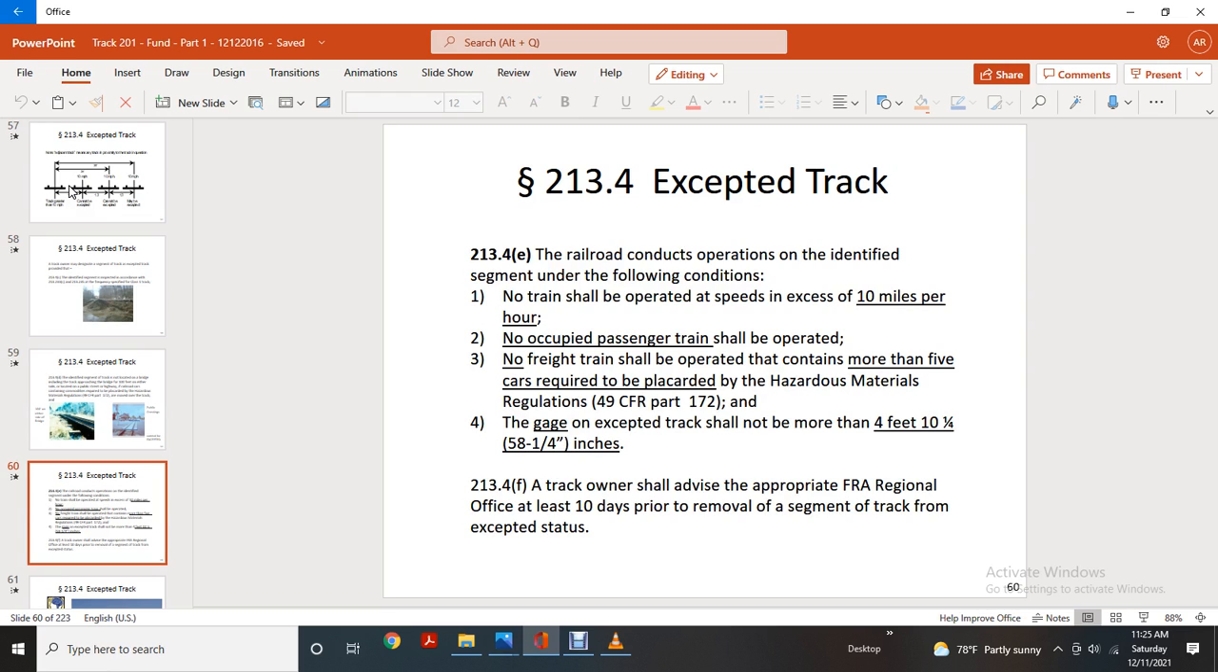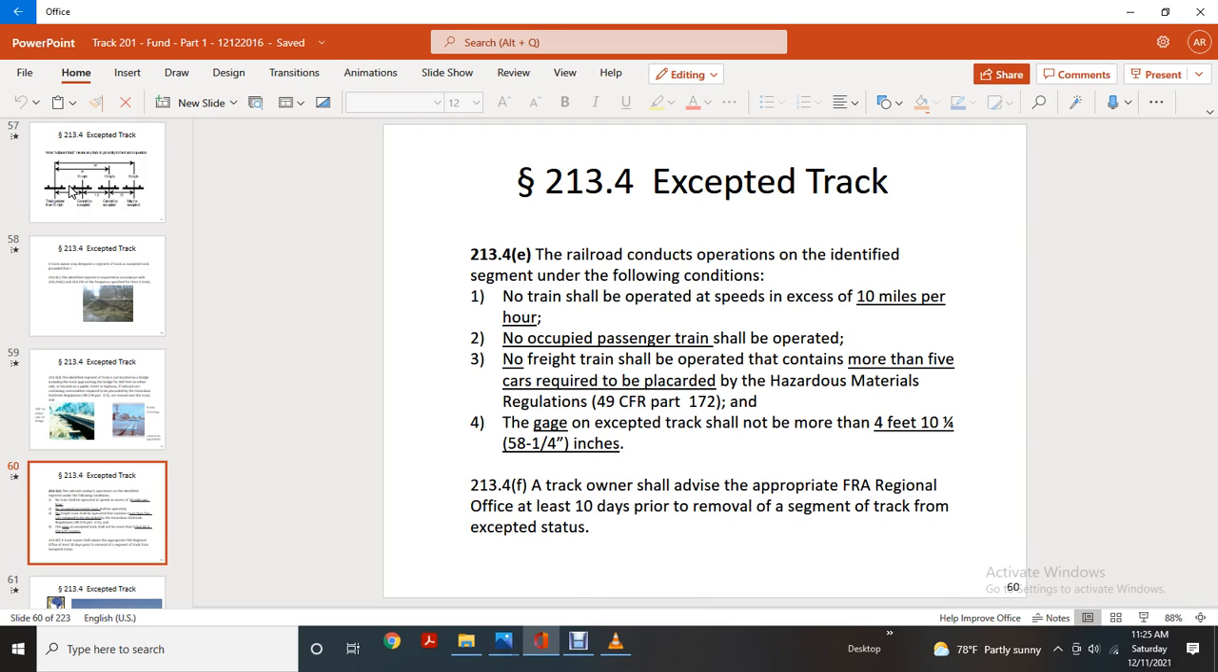213.4 excepted track. The 213.4e, with the railroad conducted the operation identified with the segment of the following condition. No train with the operated speed within except for the 10 miles per hour. No occupied passenger train should be operated. No freight train should be operated containing more than 5 cars required with the placard hazardous material regulation Title 49 CFR 172. The gauge of the excepted track should not be more than 4 foot 10 and a quarter inches, or 58 and a quarter inches.